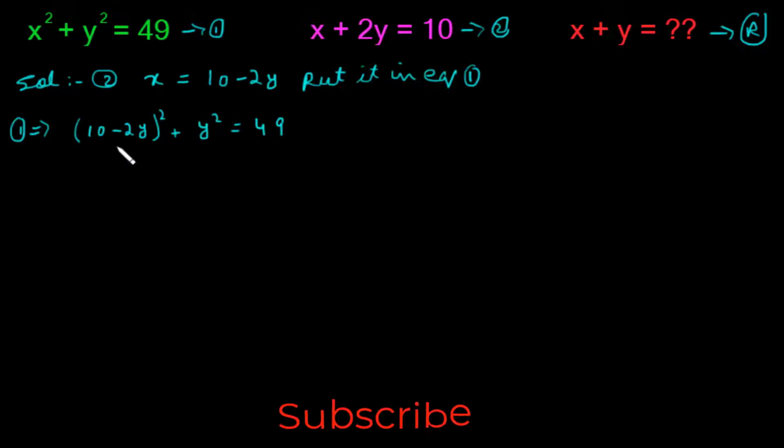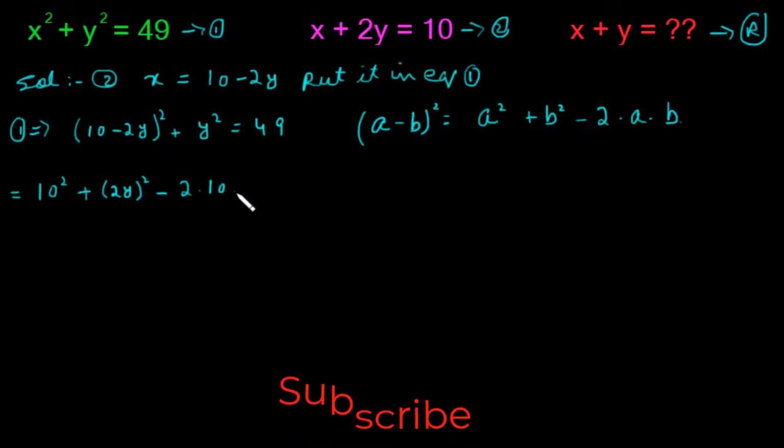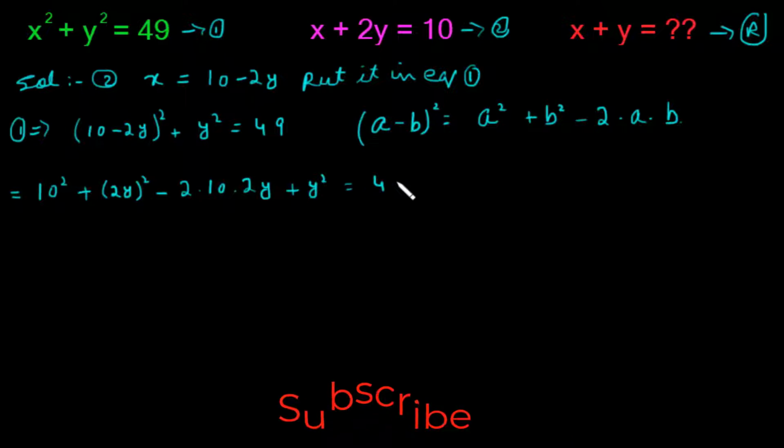Now I will just expand this 10 minus 2y whole squared. In order to do so, I will use the formula a minus b whole squared is equal to a squared plus b squared minus 2 times a times b. So I will use this formula to expand this. I will come up with 10 squared plus 2y whole squared minus 2 times 10 times 2y. So I have just expanded this one, plus y squared is equal to 49.